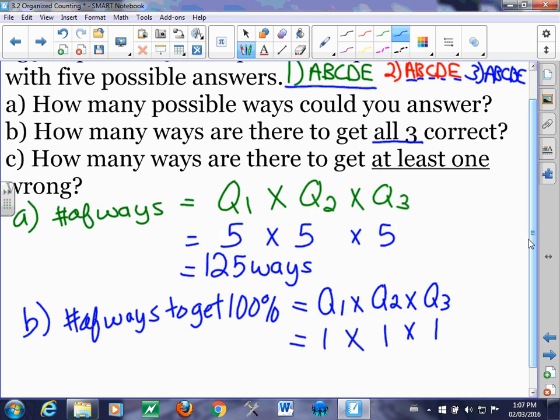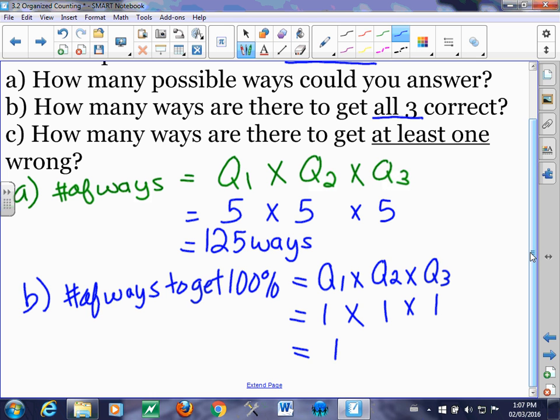And I'll quickly tell you, folks, that when I did my first year bio at university, it was 2 hours with 200 multiple choice questions, and they were tricky. So the probability of anybody doing successfully, you've got to really know your stuff. So 1 times 1 times 1. There's only one possible way that you could get 100%, because you have to get question 1 right, question 2 right, and question 3 right. Everybody okay with that?